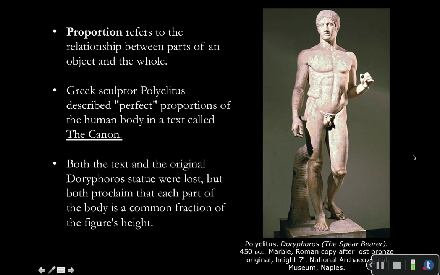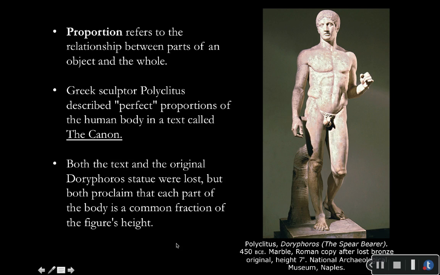Yes, so here we have the Spear Bearer, and both the text, the Canon, and the original Doryphorus, as you see here, were lost, but both proclaim that each part of the body is a common fraction of the figure's height. We know of this because there were writings about the text, and because we have copies of the piece. This is a Greek sculpture, but Romans were so interested in Greek art that they began copying the piece, and so we have their copies to remind us of that history.